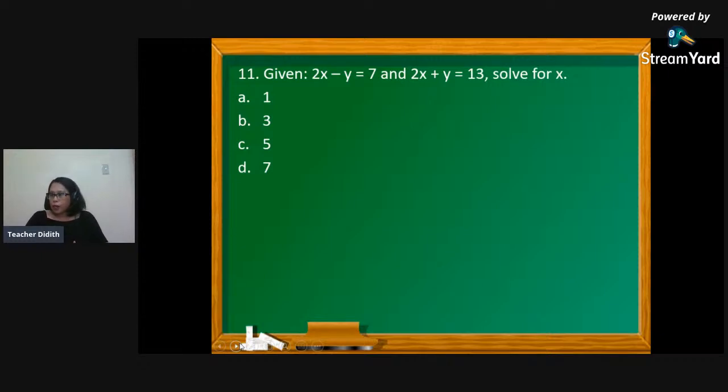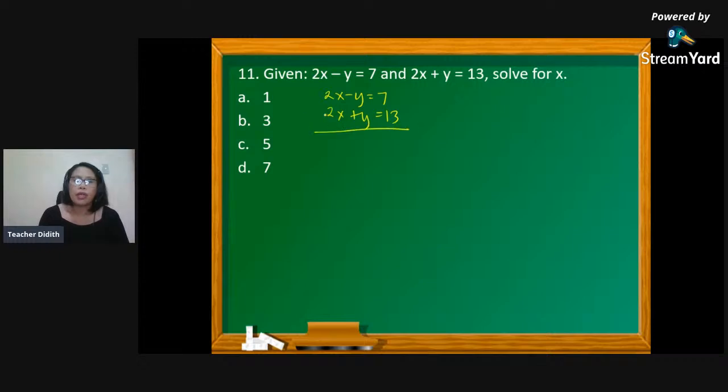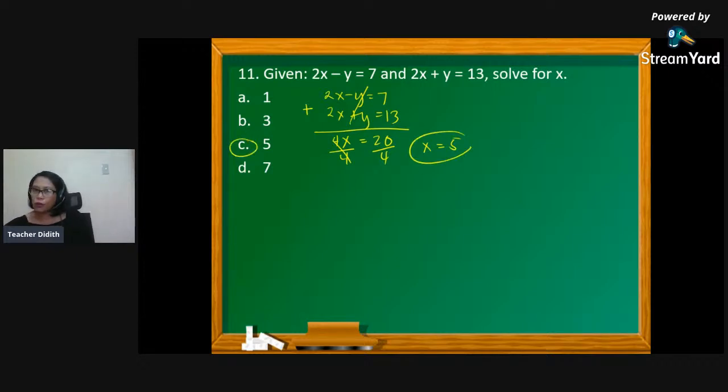Okay, may mga answer na. 10 pa lang yun. So, letter C yung answer. Sige, I'll start working on 11. Okay, so 2x minus y equals 7. 2x plus y equals 13. So, again, if we're going to use addition, and we will be eliminating y, so we have 4x equals 20. So we divide both sides by 4 to solve for x. And upon dividing 20 by 4, x is 5. And that is letter C. Very good. 11 is C.